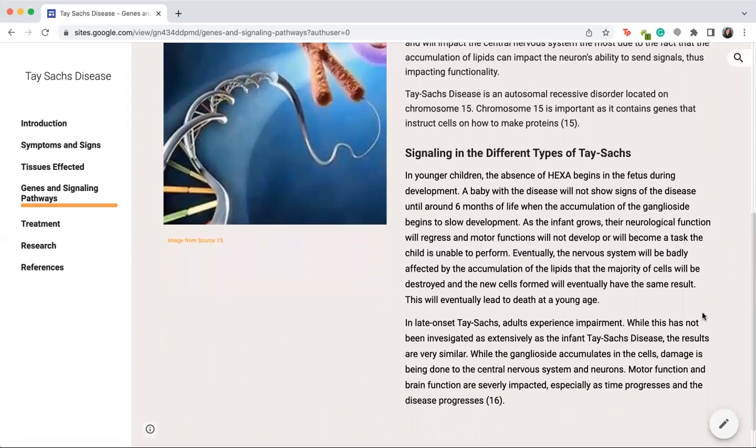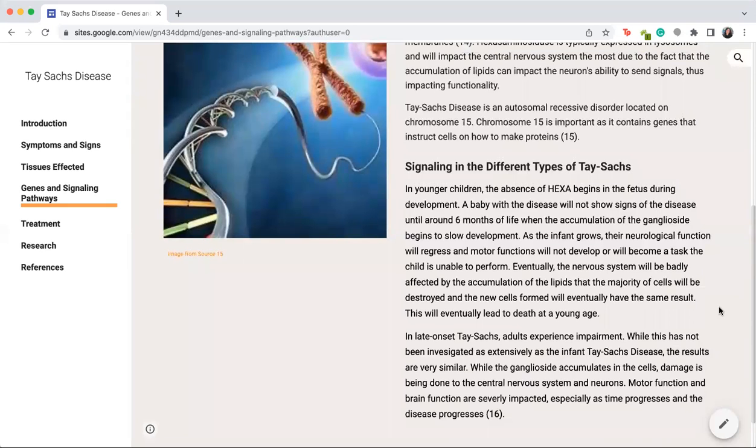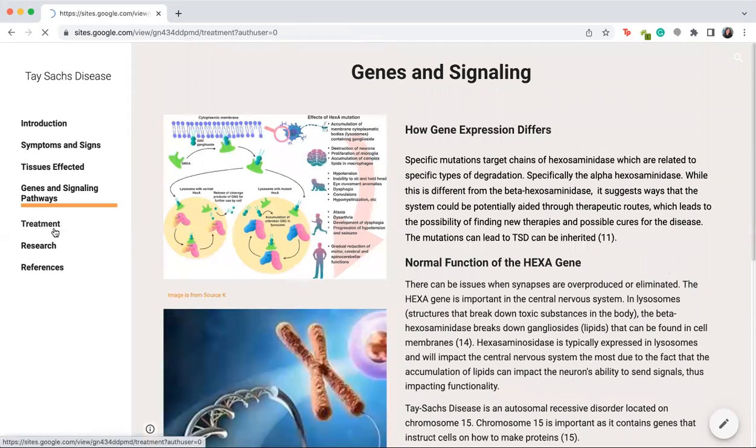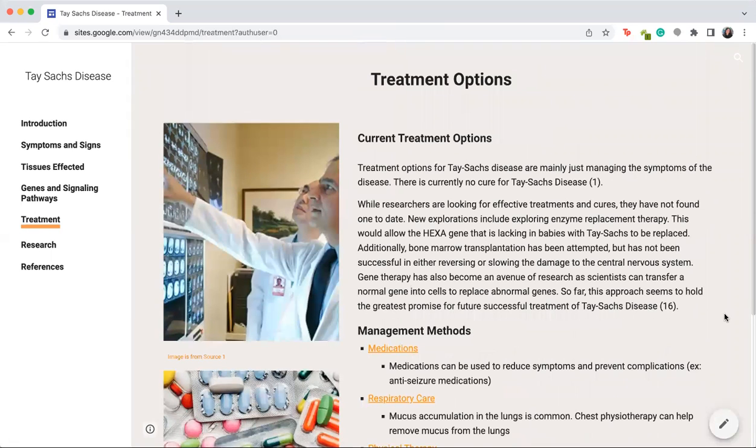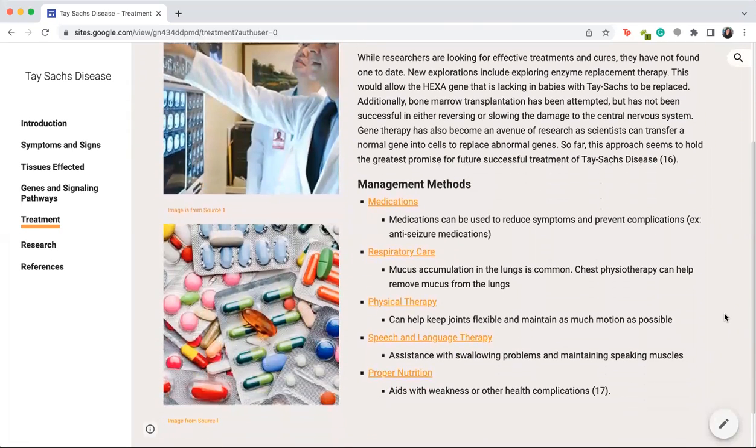I really liked the section about signaling and the different types of Tay-Sachs. Like I said, in the infantile version of the disease, you find different things than you would in the late onset or juvenile. Currently, there's no treatment to cure Tay-Sachs, but I did think it was really interesting that medication and especially physical therapy could be used to help keep your joints as flexible as possible as a person affected with this disease goes through losing some of their motor function.